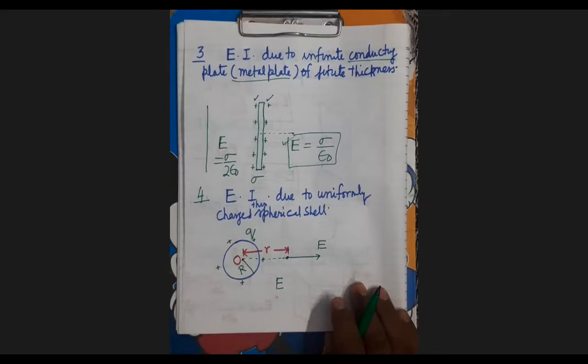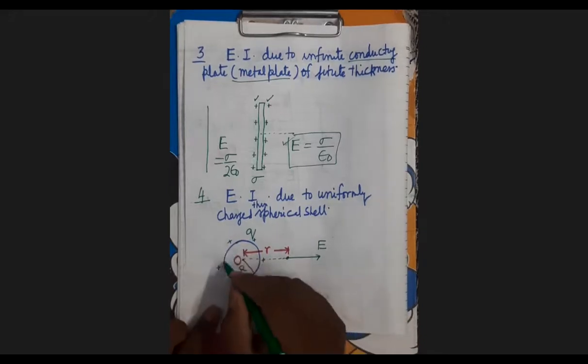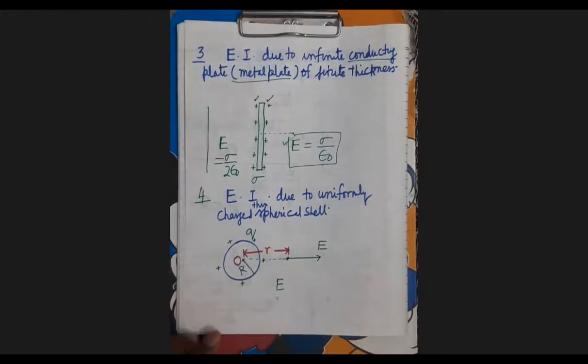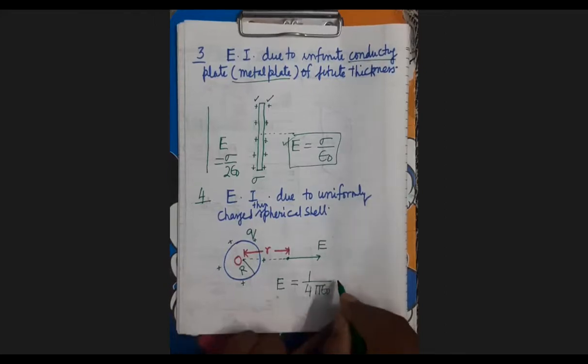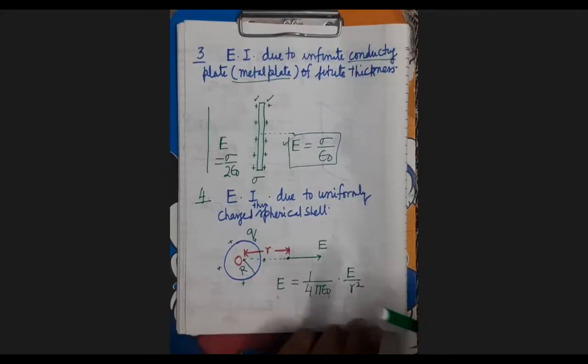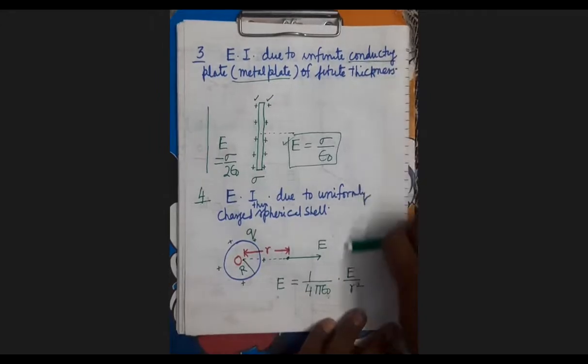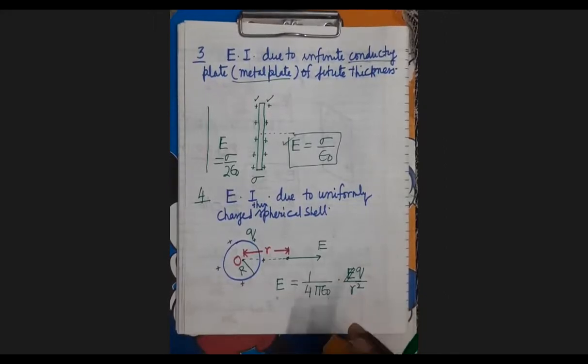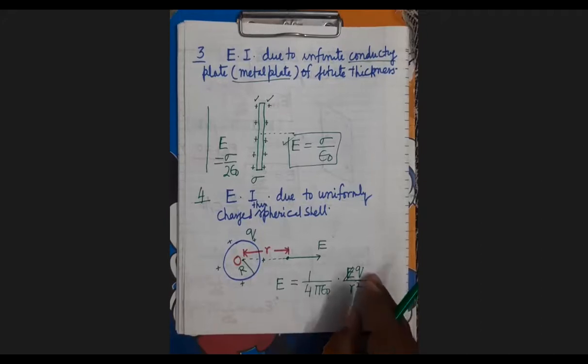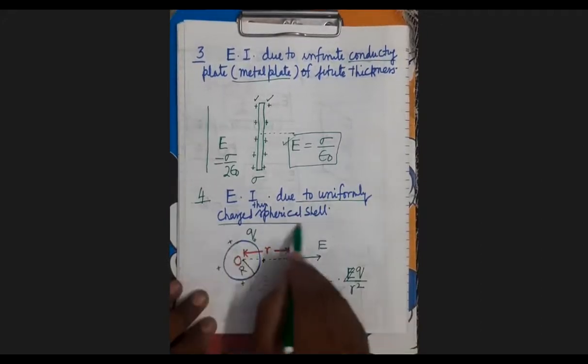By assuming, that is, we have assumed that the whole charge is at the center, while actually it is on the surface. By assuming the whole charge at the center, we can apply the formula of the point charge, so it will become 1 upon 4 pi epsilon naught into Q upon small r square. Not T upon r square, Q upon r square. This is the formula of electric intensity at any outside point due to a uniformly charged thin spherical cell.